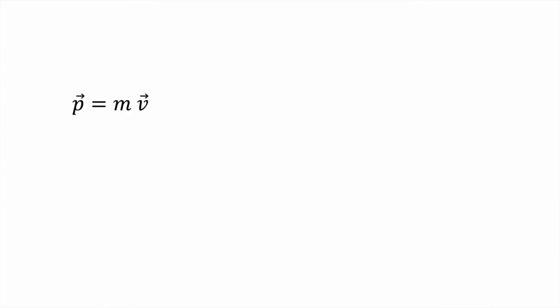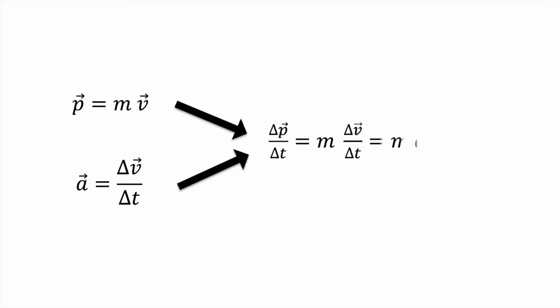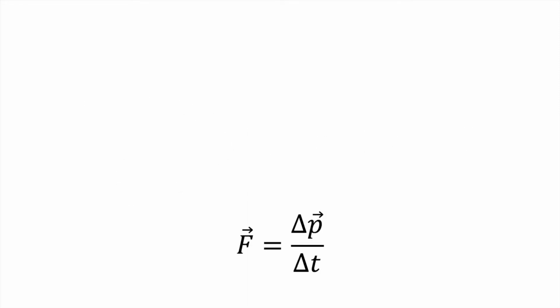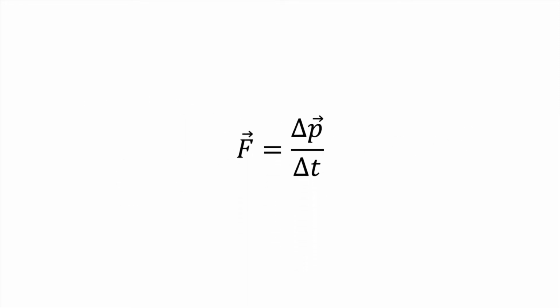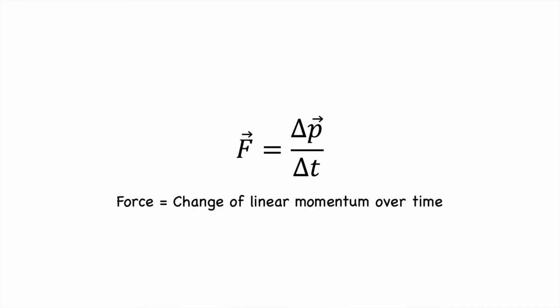As we know, a change in an object's state of motion implies there is acceleration. And acceleration is the change of velocity over time. Therefore, we can express the change of linear momentum over time in this way. Does this look familiar? Yes. According to Newton's second law, this is the force applied on the object. Thus, we can also define the force as the change of linear momentum of an object over time.